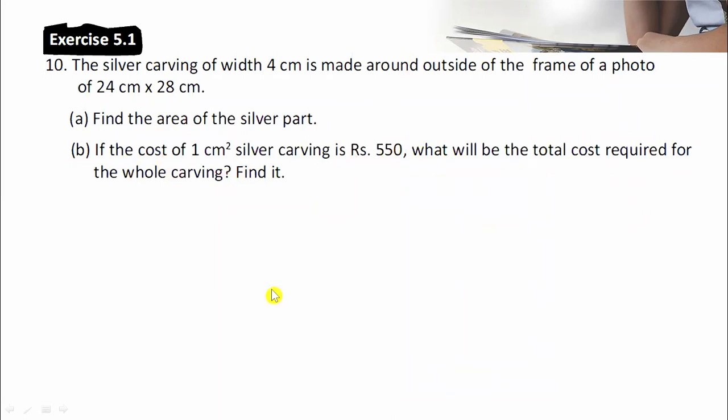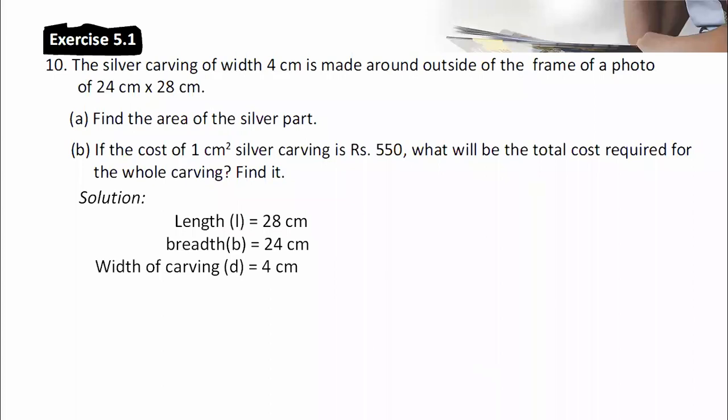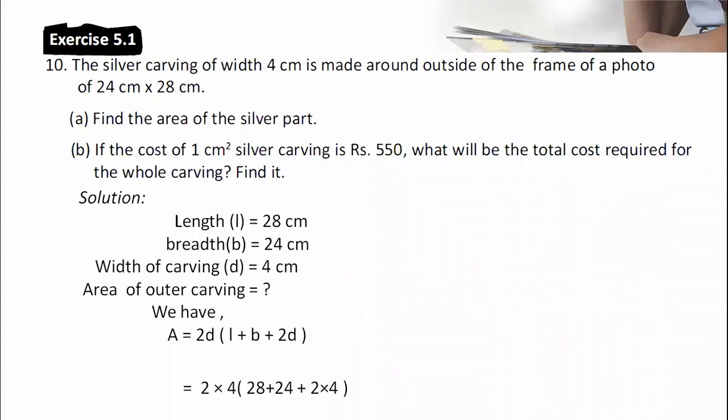So now look at its solution. First one, length is equal to 28 centimeter, breadth of the photo frame is 24, width of the carving is 4 centimeter, and area of outer carving we have to find out, and we have formula A is equal to 2D bracket L plus B plus 2D. Put the values and calculate it. Can you calculate it now? Use your calculator and find out the calculations.